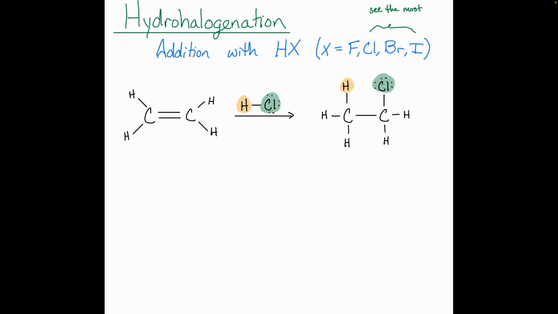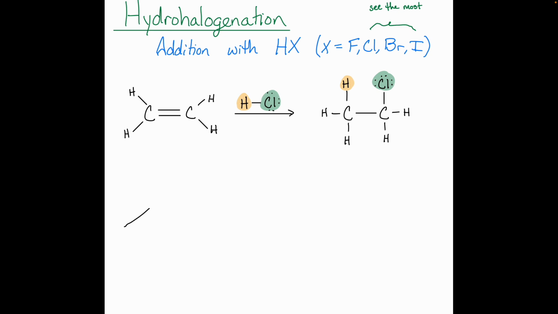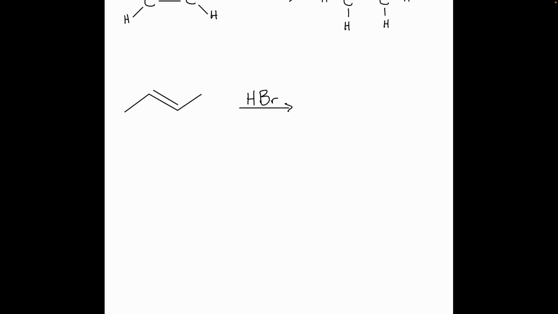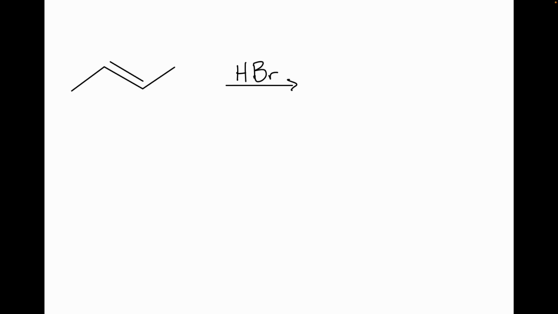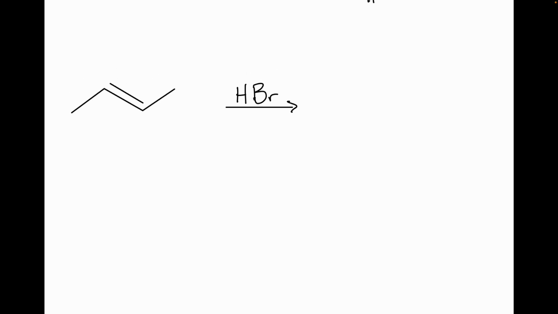Let's again put this sort of in our bond line structure format. Okay. And we're going to do an example with a symmetric alkene, as well as an example with an asymmetric alkene.